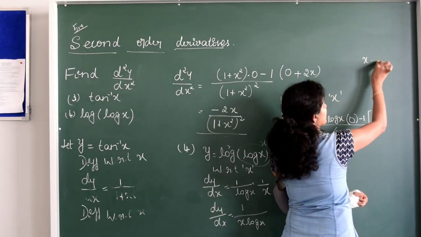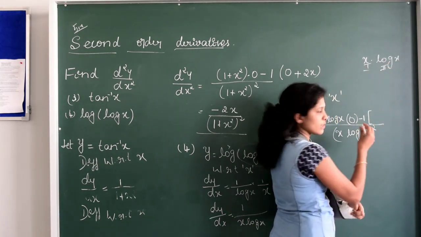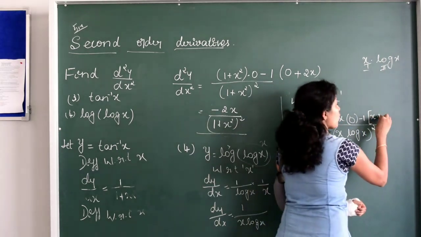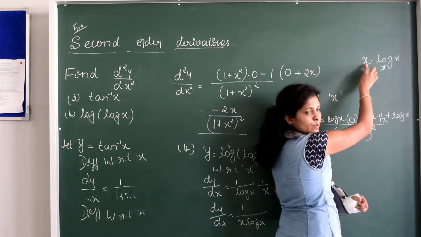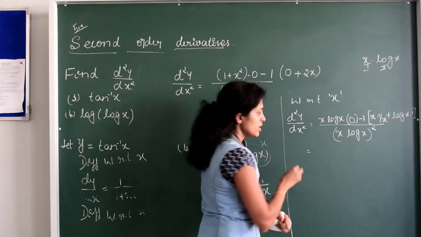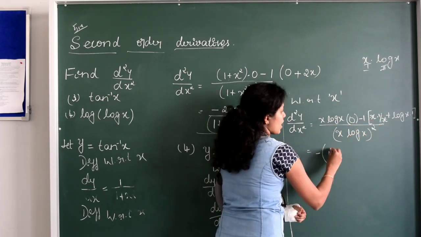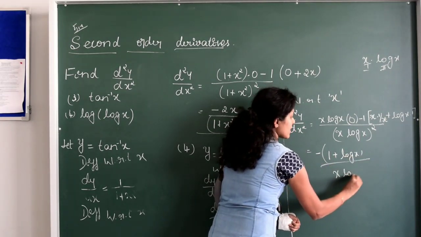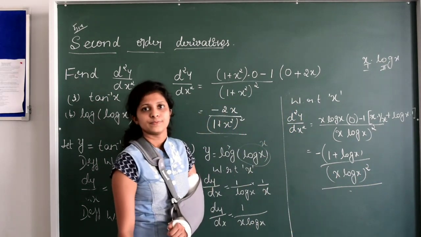Is it clear? We have to find the derivative of x into log x. So we will consider this as the first function and this as the second function. First function I write as it is, x, into the derivative of log x with respect to x, which is 1 by x, plus we keep log x as it is and the derivative of x with respect to x will be 1. So in the answer, x and x will get cancelled, right? So this is equal to minus 1. This will be 0. So we are left with minus 1 into 1 plus log x divided by x log x whole square. So this is the second order derivative of the given function.